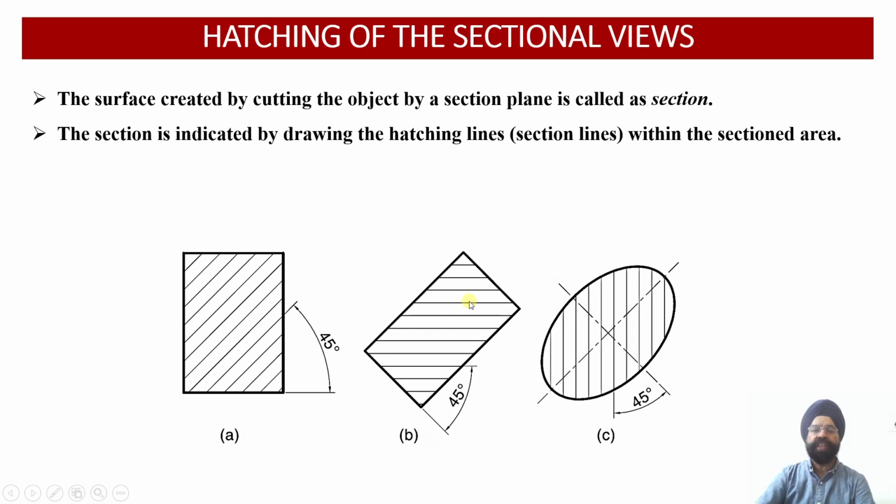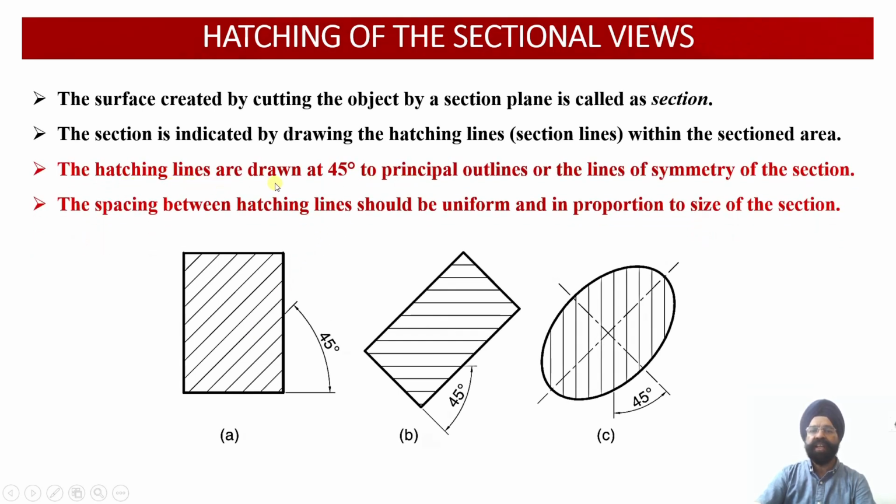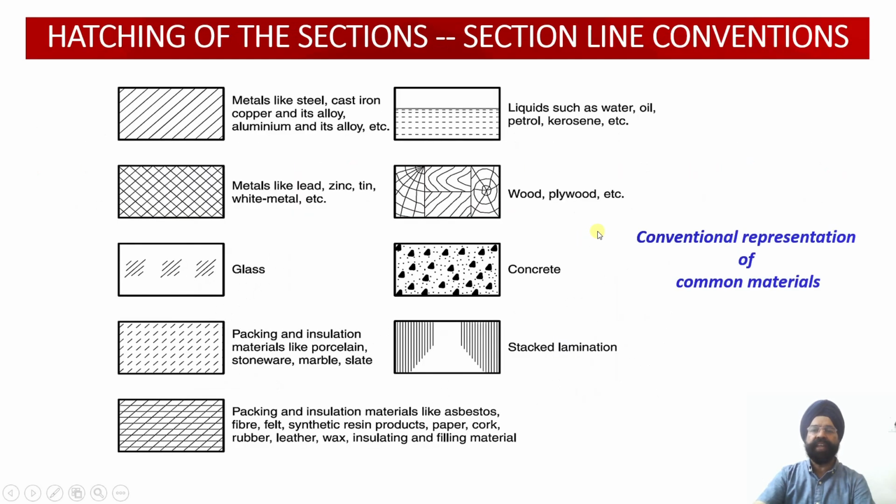So the cut portion or the section portion of the solid will be represented with the help of these hatching lines. These hatching lines are drawn at an angle of 45 degrees to the intermediate principal planes, or the lines of symmetry of the section. And the spacing between the hatching lines has to be uniform all through. You should not draw hatching lines where a few are closer to each other and the others have a larger distance in between them. You should have uniform spacing between all the hatching lines in any given case.